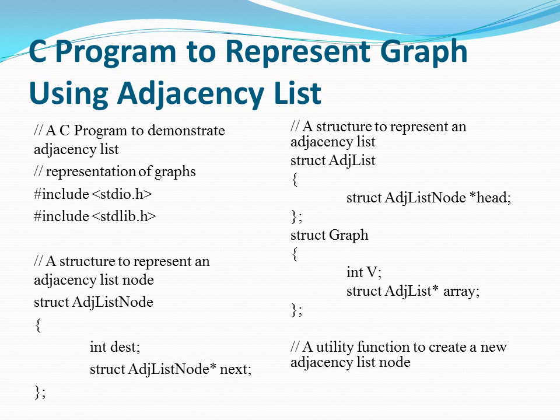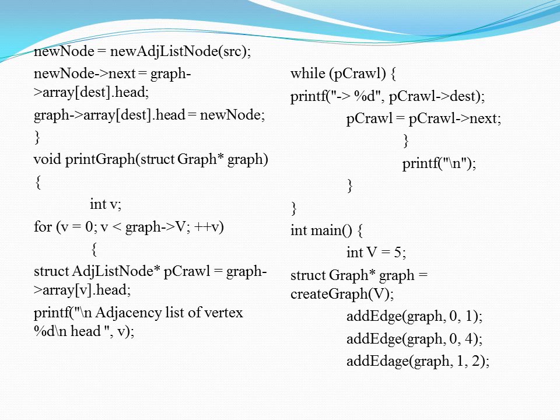Then the structure is graph. Here we store the vertex, then one pointer array, an adjacency list star array, to store the adjacent nodes. Then we are creating a new node: new node equal to new adjacency list node of source.